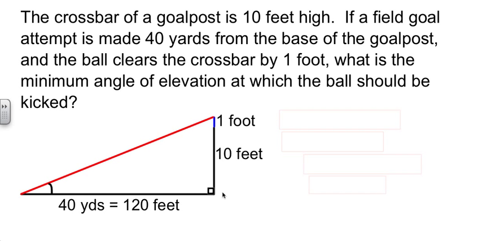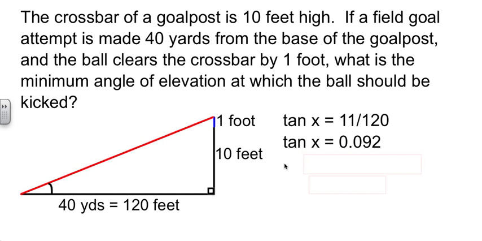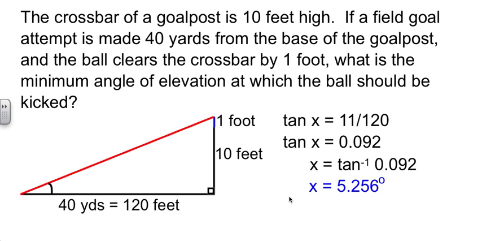So now, opposite to adjacent sounds like a job for tangent. Tangent of our angle, we'll call it x, is 11 over 120. Well, 11 divided by 120 gives me a nice decimal. Take the inverse tangent, and we get an angle of a little over 5 1/4 degrees. Okay. Again, we oversimplified it, but that's okay. We're just looking to get the idea of how to use these things.